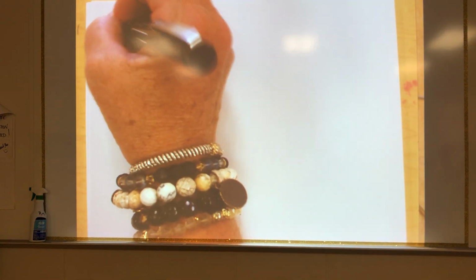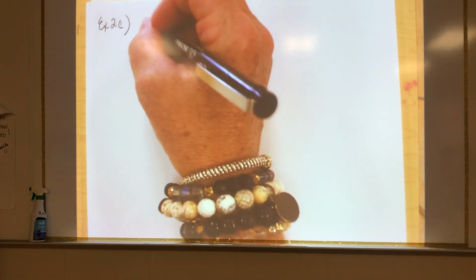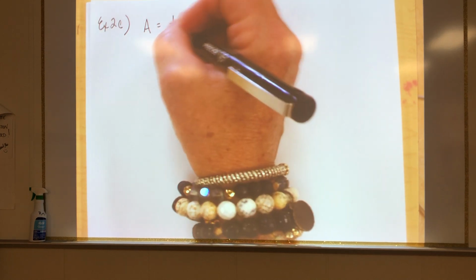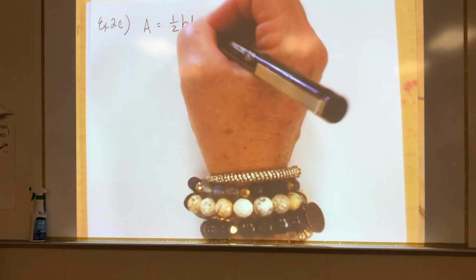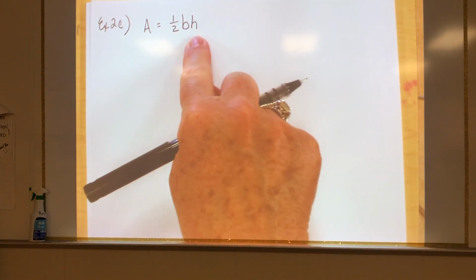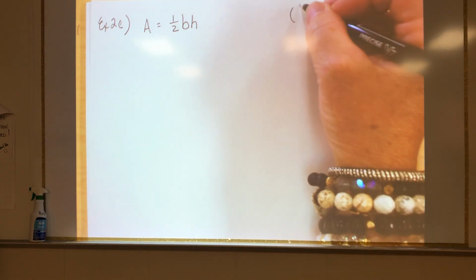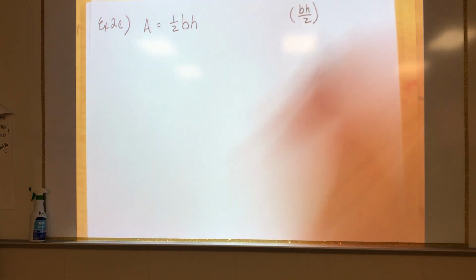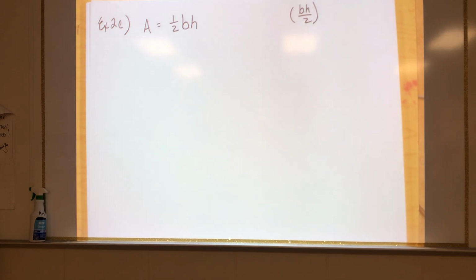This is example 2C. We're fixing to encounter another problem. A is equal to 1/2 B times H. Anybody know what that is? Area. For what? A triangle. Very good. Area of a triangle. All right. 1/2 base times height. Now, I'm going to tell you this. This 1/2 base times height, I could write it like this. That's the same thing.